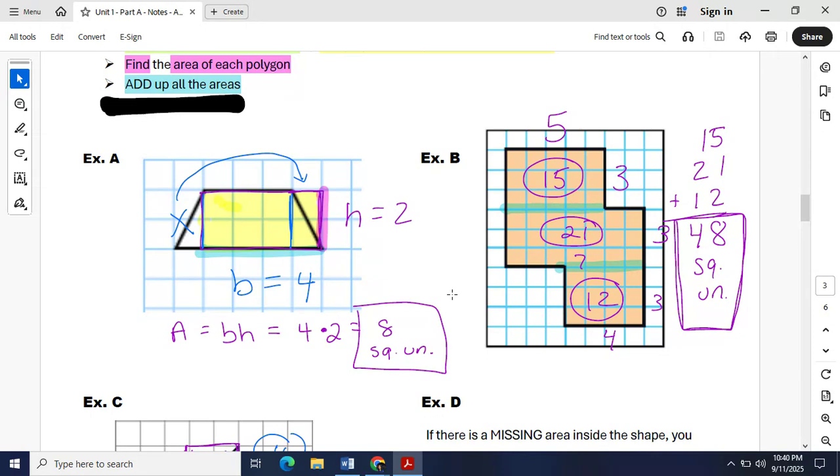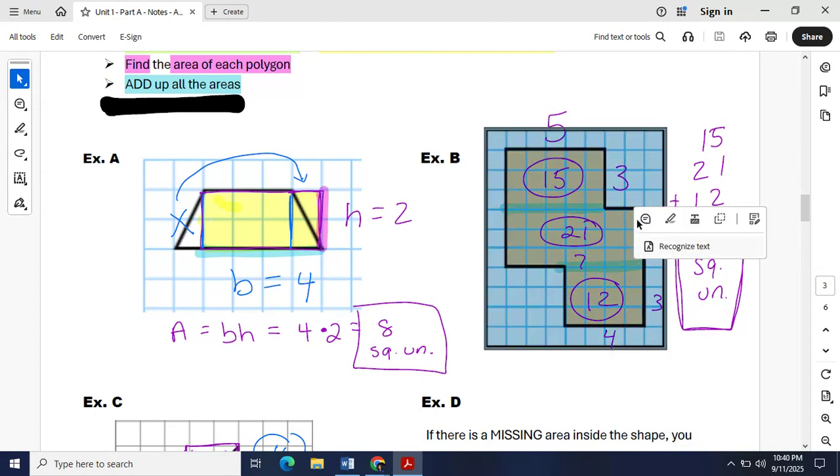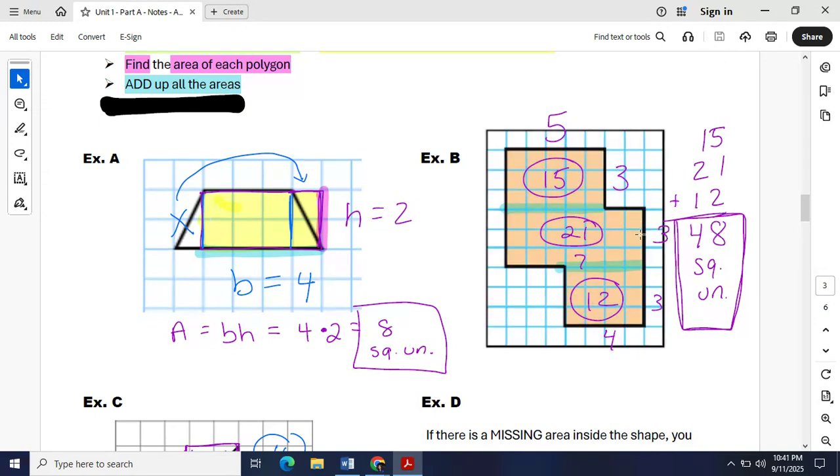Now let's look at example B. I cut this up into 3 rectangles. The rectangle on top has a base of 5 and a height of 3. So 5 times 3 is 15. The middle rectangle I counted. Again, you're not counting the squares, you're counting the side lengths. So look, 1, 2, 3, 4, 5, 6, 7. The base is 7 and the height is 3. 7 times 3 is 21. So the area of the middle one is 21.